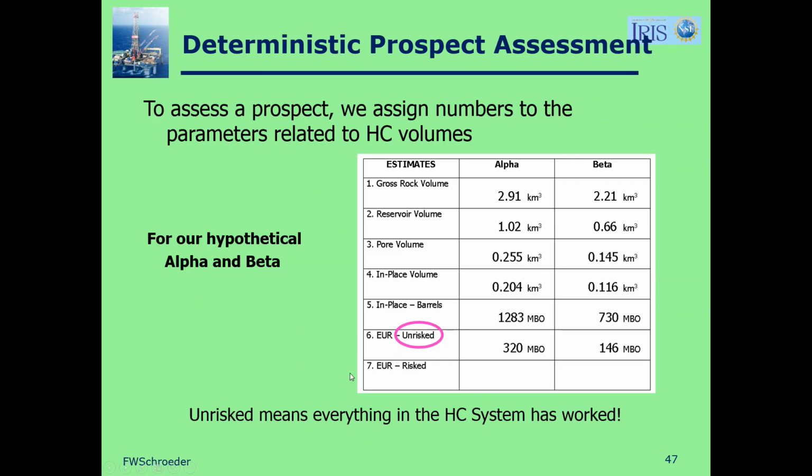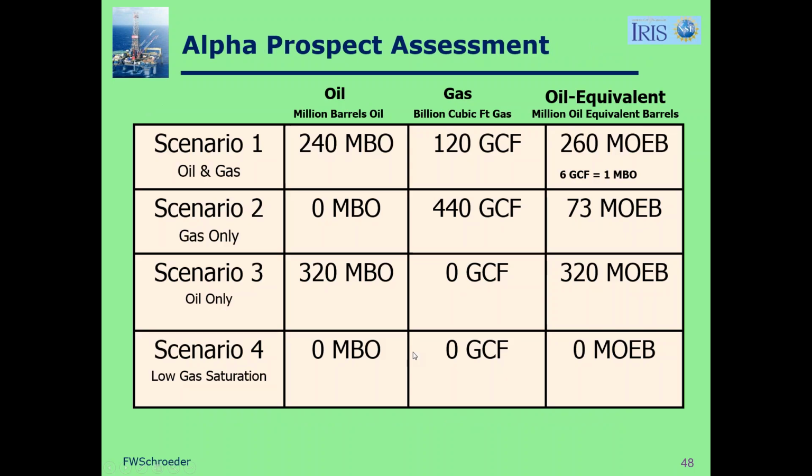So if you work through the numbers for alpha and beta, we have an area and thickness that gives us a volume. We work down, we work down, we work down. We come up with 320 million barrels in alpha, 146 million barrels in beta. And these are the unrisked numbers. So the next step is, how can we get what is more meaningful and more likely or real world? What's the risk values?